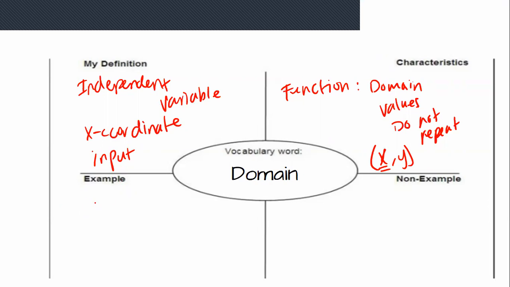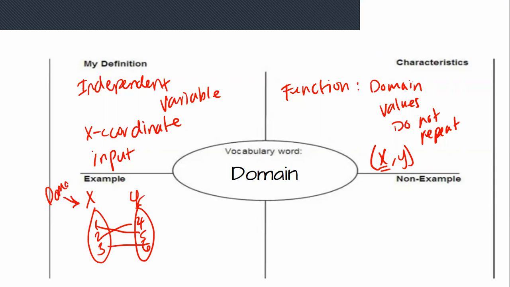All right, an example of the domain. So the example for a set of domain, I could draw a mapping. 4, 5, 6. Boom, boom, boom, and say, this is my domain. Okay, so there's my example. A non-example of my domain would be simply what? The Y, the range. So I can point out the range is a non-example. So I can have a table and 1, 2, 3, 4, 5, 6, and say range.